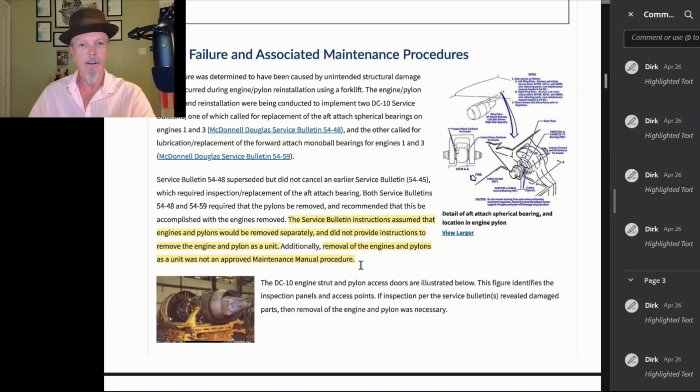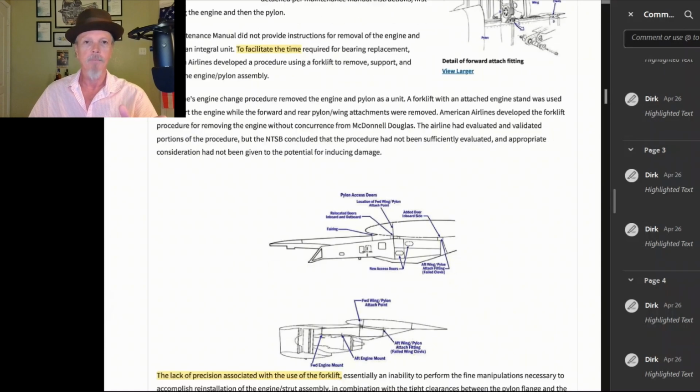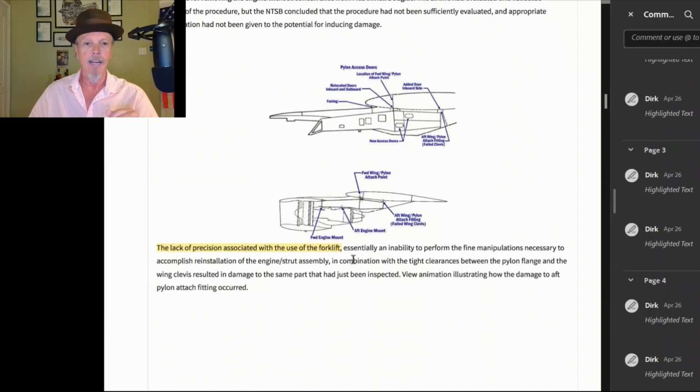American Airlines said, that's going to take us too long. We're going to do it a different way. And the whole reason behind that was to facilitate time. Time is money, so they want to save as much time as they can. Now, using the forklift, the FAA also points out that there was a lack of precision associated with the use of the forklift. They're talking 0.001 inches, and I just don't see how you can perceive that when you have somebody driving the forklift making the adjustments and somebody giving you hand signals as to what the adjustments should be.